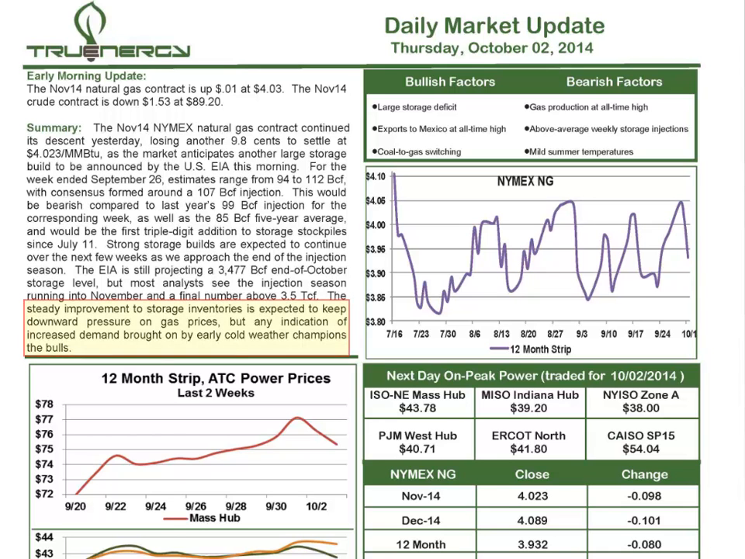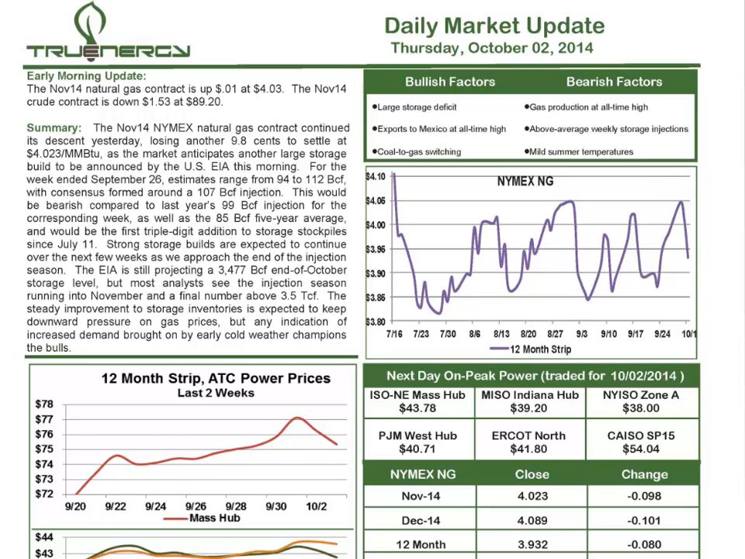Back to the update. It says that the steady improvement to storage inventories is expected to keep downward pressure on gas prices. Basically, as the storage keeps going up, prices are going to continue to go down. But any indication of the increased demand brought on by early cold weather champions the bulls. Bulls, remember, that's the bull market, so as increased demand from cold weather, prices are going to go up. So there are always going to be some factors that imply a bull market, and there are going to be some factors that imply a bear market. And our market update is going to actually summarize that up in the upper right. We have the factors for each of the markets and what actually comes into play as far as the variables.